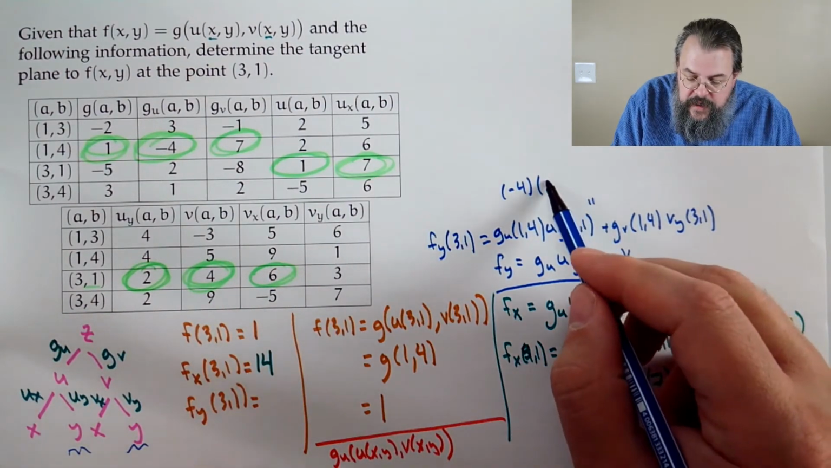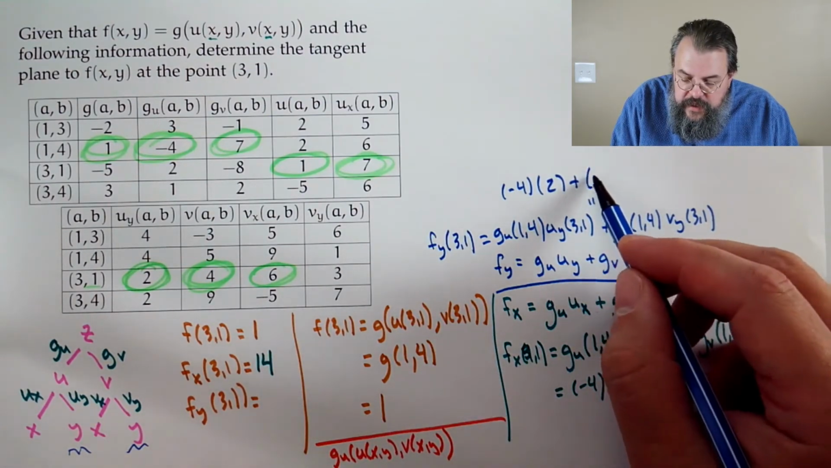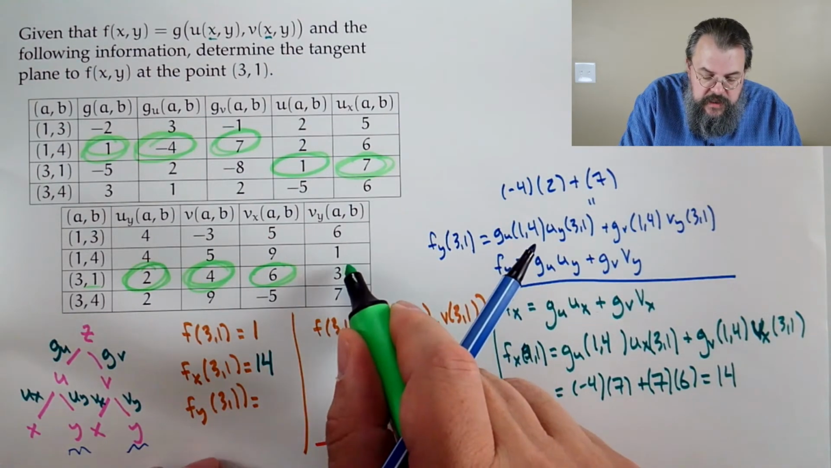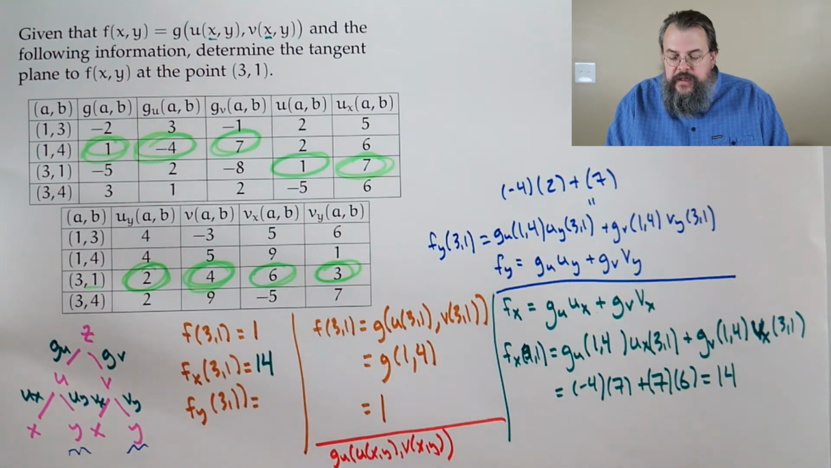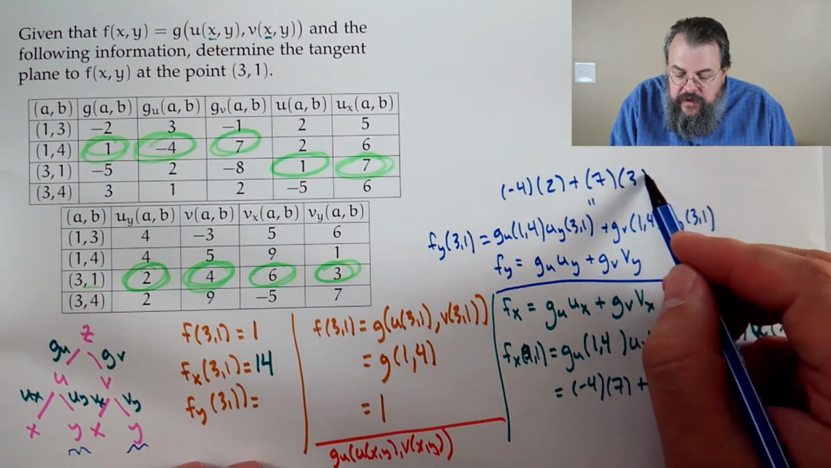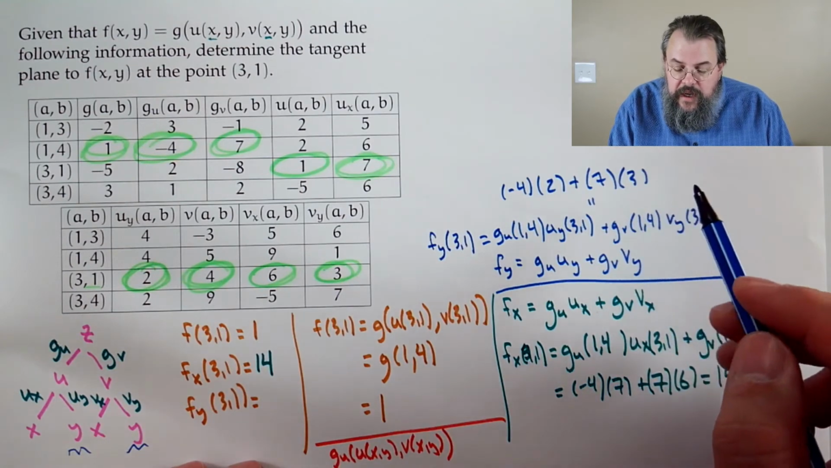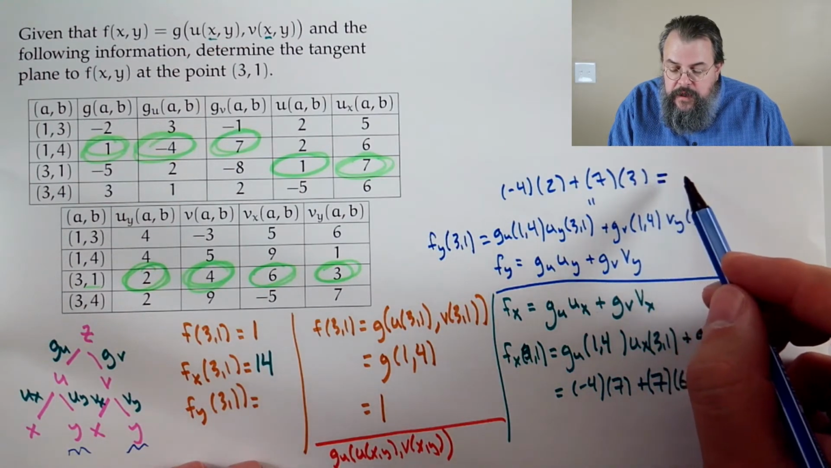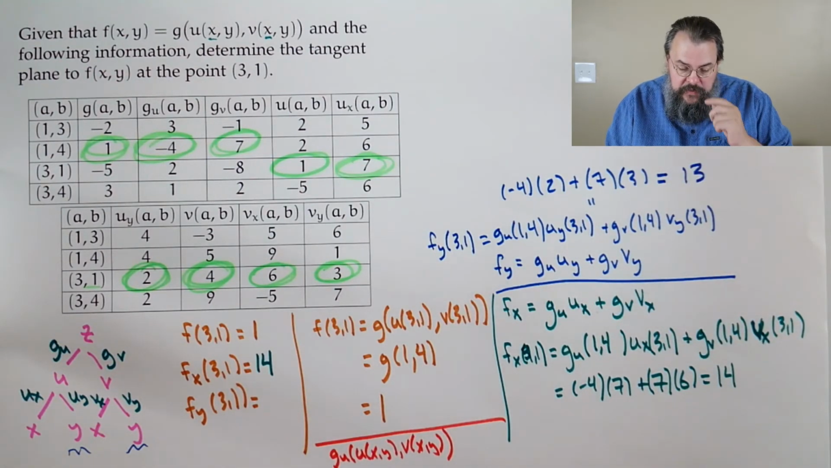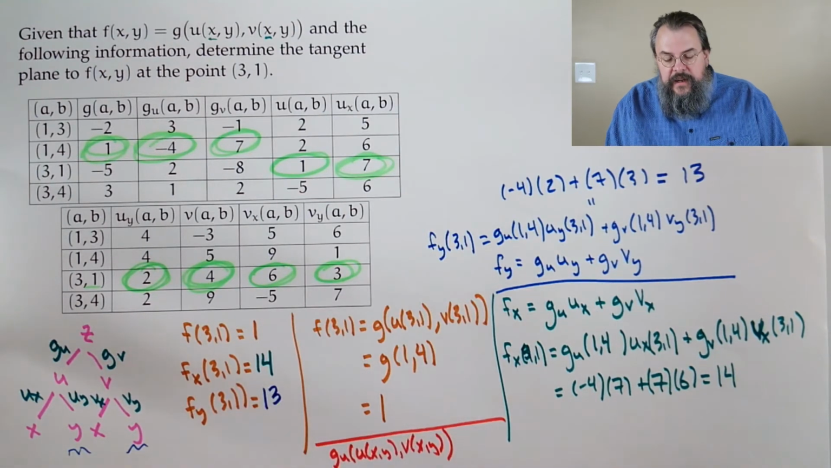So negative 4 times 2 plus g sub v at 1, 4, still 7. That hasn't changed. V sub y at 3, 1. Well, that's that part right there. So that's 3. Okay, so we have minus 8 and plus 21. And if you put those together, what do we end up with? Well, we end up with 13. Okay, great. So that says f sub y at 3, 1 is 13. Perfect.